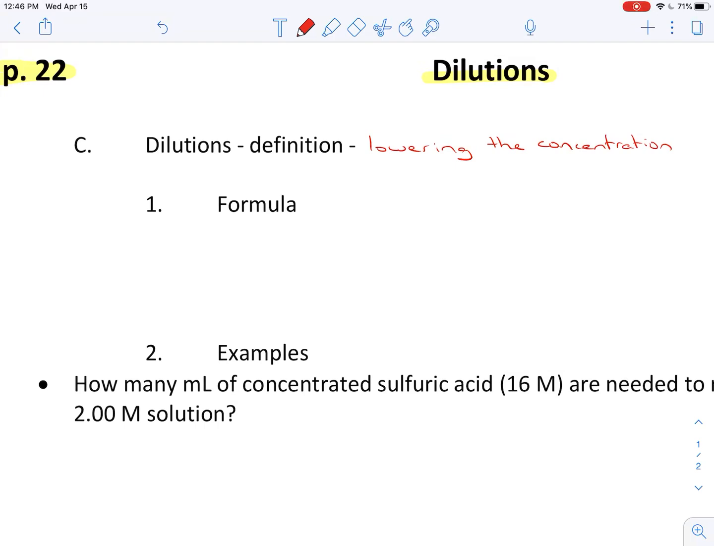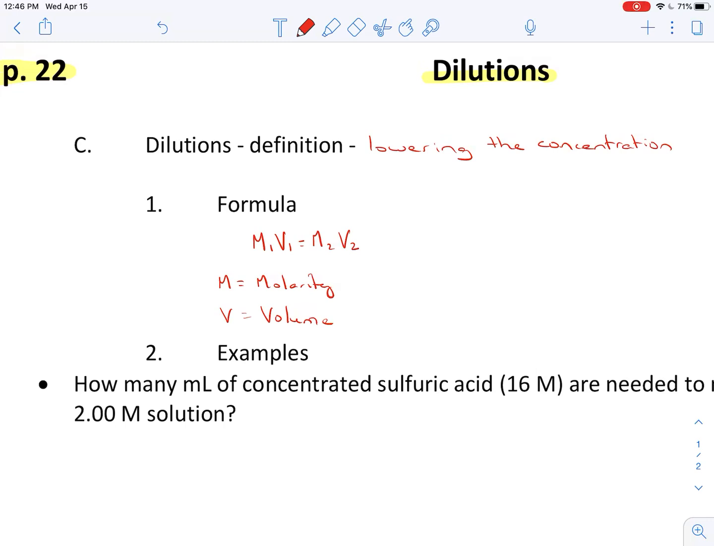All right, so the formula for this is very, very simple. It is M1 V1 equals M2 V2, where M stands for molarity. This is what we learned yesterday. M is molarity and V is volume. So it's pretty straightforward. It's pretty simple to do. M1 V1 equals M2 V2. M is molarity, V is volume.